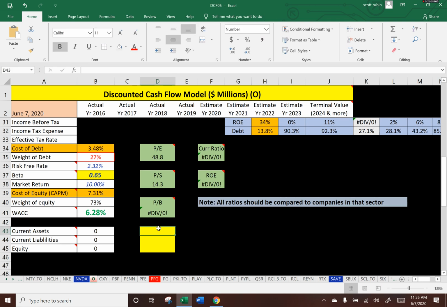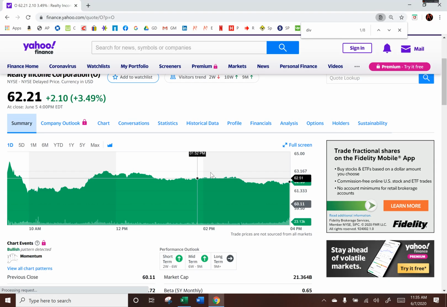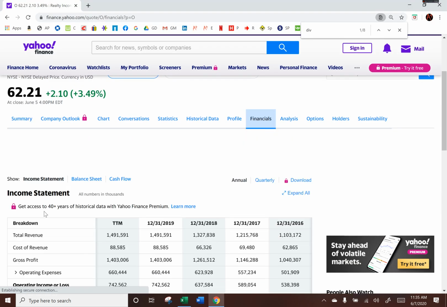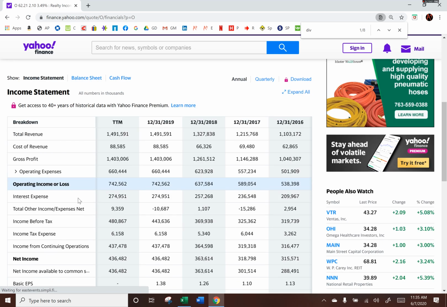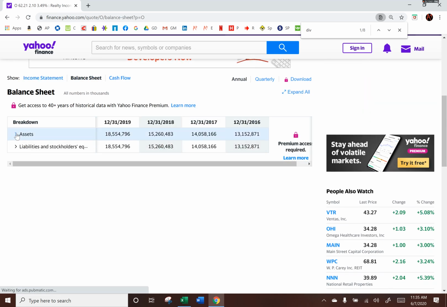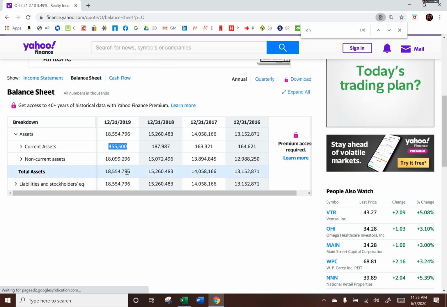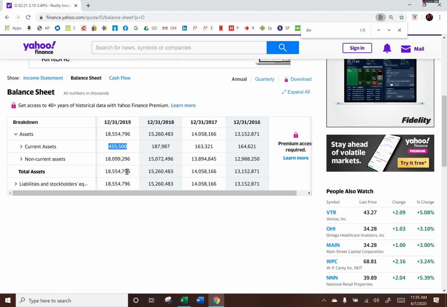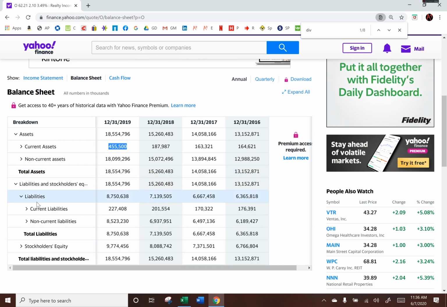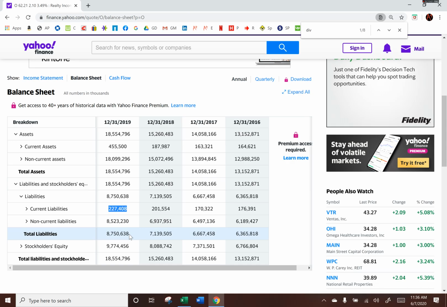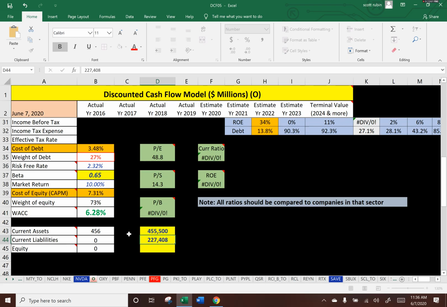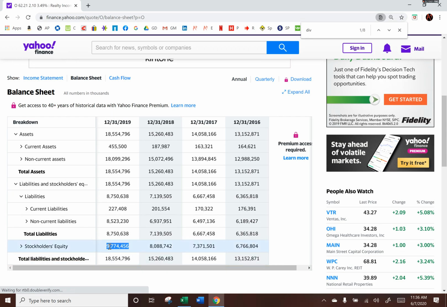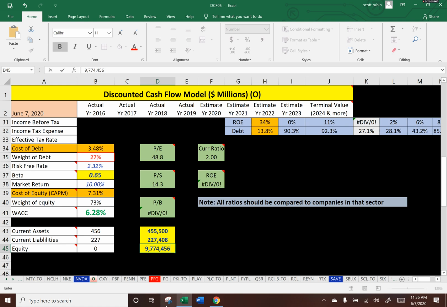And first we need to go to the balance sheet to get a little more info. I could do this before the video, but I think it's good that you can see where I'm getting this information from, because I think you learn a lot more than if I just put it in the model and didn't talk about it. So current assets is $500 million. Current liabilities is $227 million. And equity is $9.8 billion.